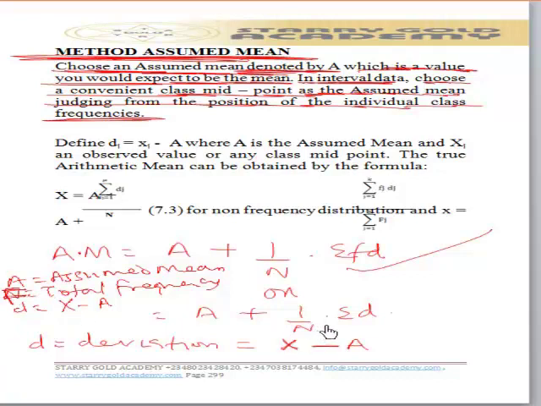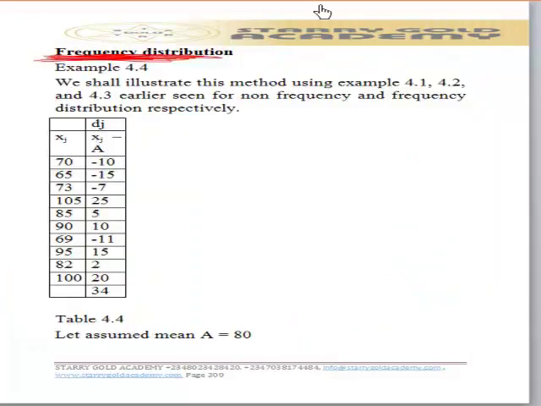But if it is without a frequency, then the mean is equal to A plus 1 over n summation D. So the D still represents x minus A, and we still have our A to be our assumed mean, and n is still the total frequency, or F as the case may be. So let's look at this example here. We shall illustrate this method using examples 4.1, 4.2, and 4.3 for non-frequency and frequency distribution respectively.